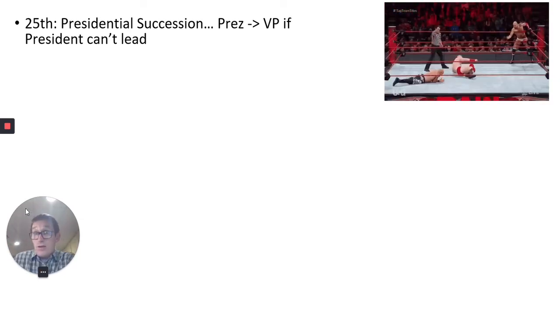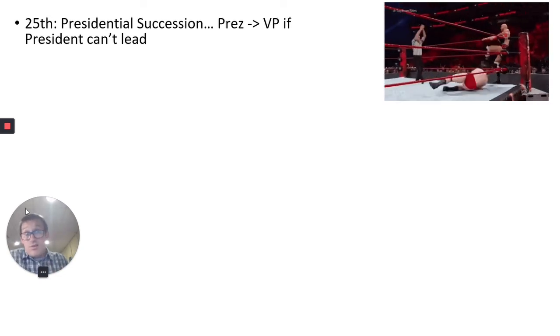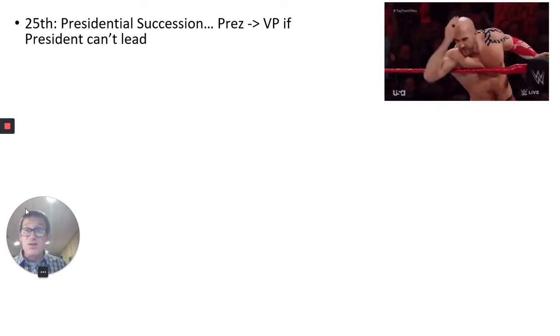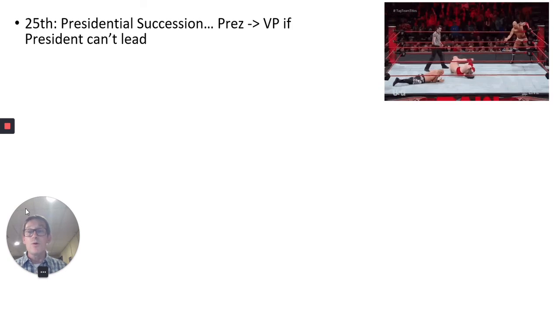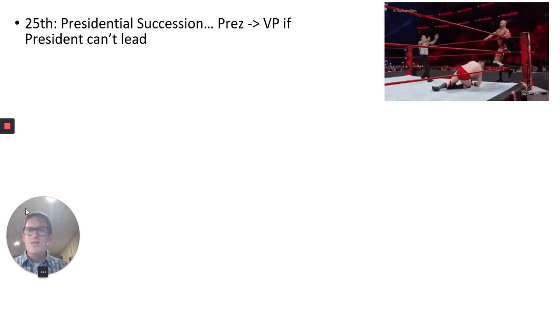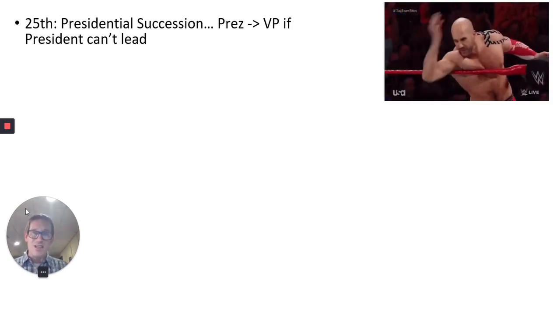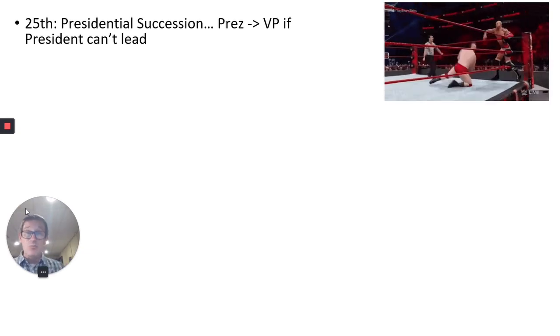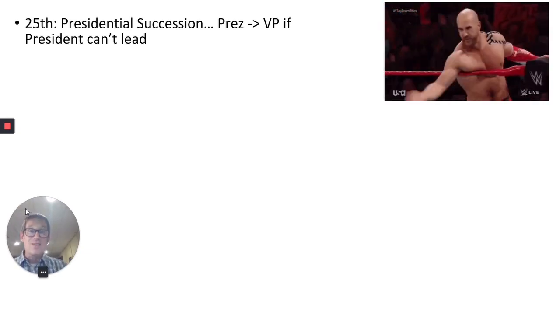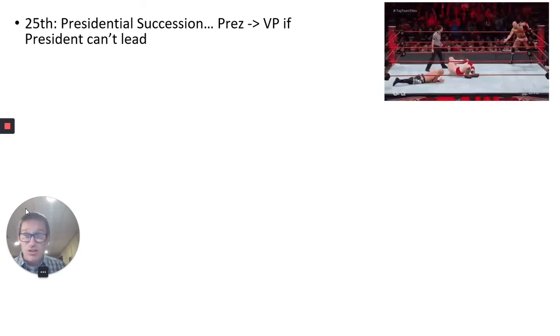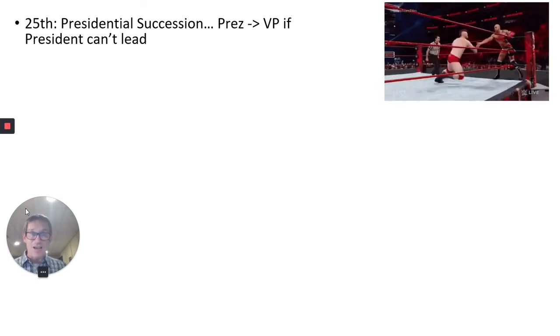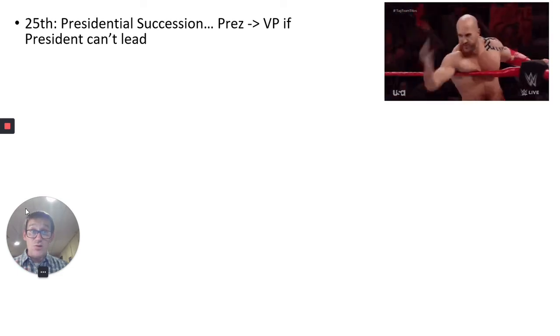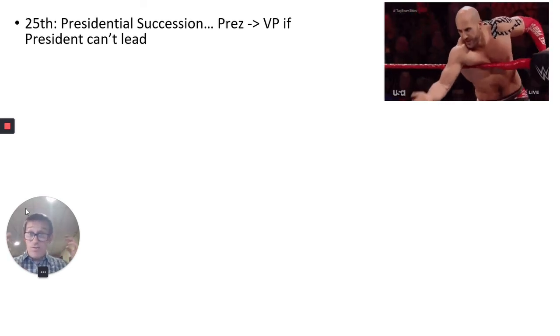A president who's stuck in a coma, or the vice president, who doesn't really take over until the president dies? So the 25th Amendment will deal with presidential succession. Succession means who comes next, who succeeds, who follows somebody else. And what it says is the president can yield power, or give power, to the vice president if the president can't lead.